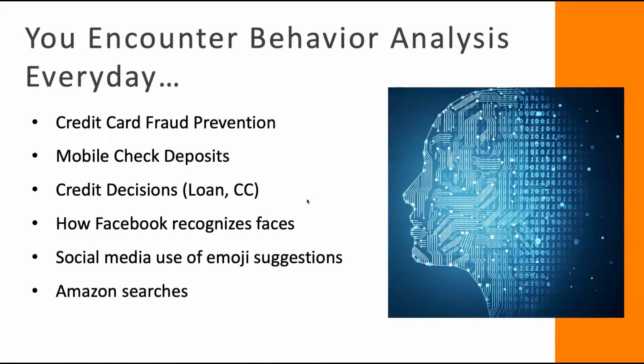Another example is mobile check deposits. So machine learning is used to decipher handwritten parts of your check so it gets properly deposited. Behavior analysis via machine learning is used to help make credit decisions, helping or hurting your application for a loan or a credit card, poring over your credit history, your buying patterns, your earning patterns. Facebook even uses machine learning to recognize faces and photos that you upload and can make suggestions on which friends to tag in which photos.